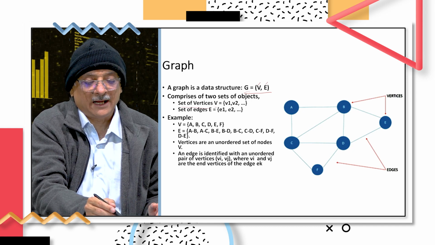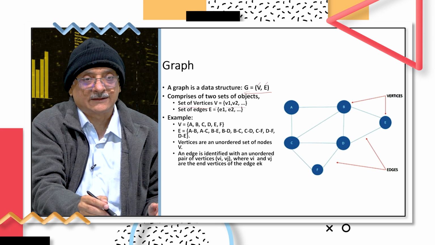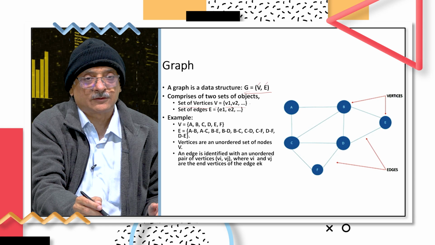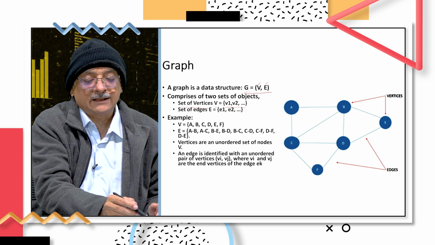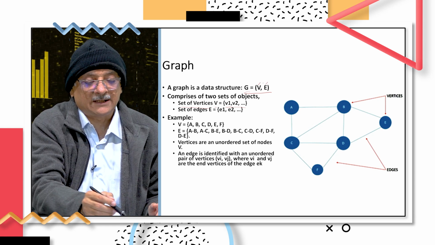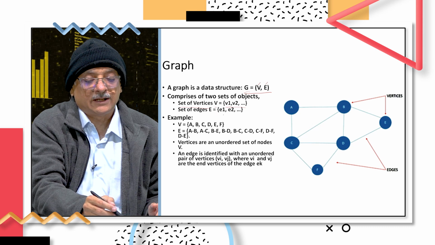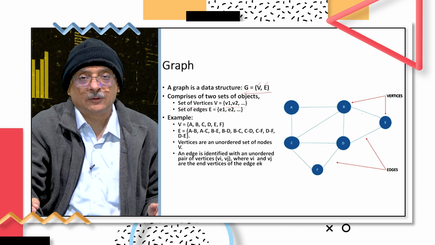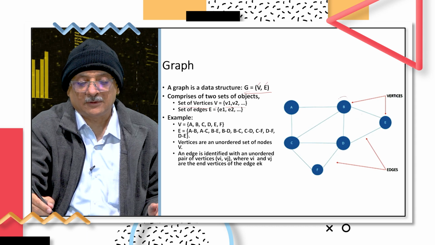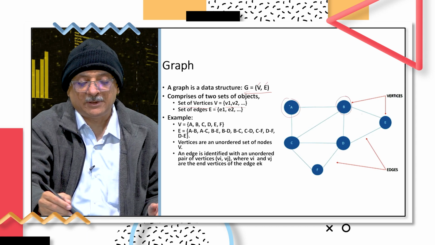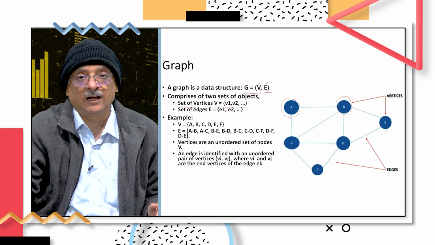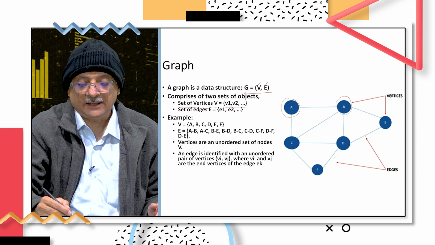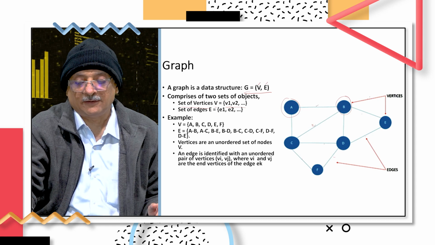A graph can have a large number of vertices, and we are showing here V1, V2 and so on. And there is a set of edges. So E represents the set of edges with E1, E2 and so on. If we look here, A, B, C, D, E, F are the vertices and these are the edges. So these are all the edges of these vertices.